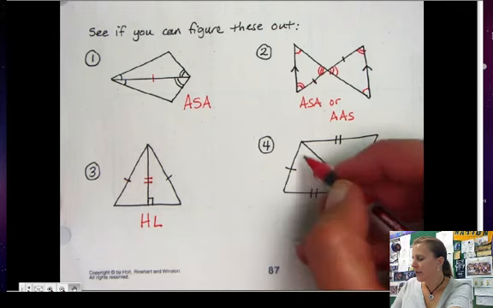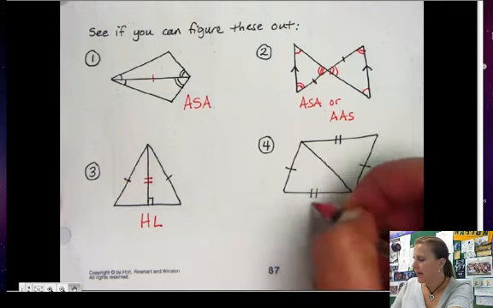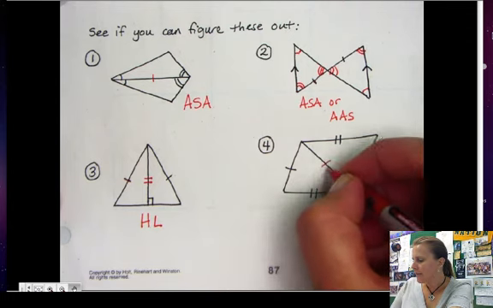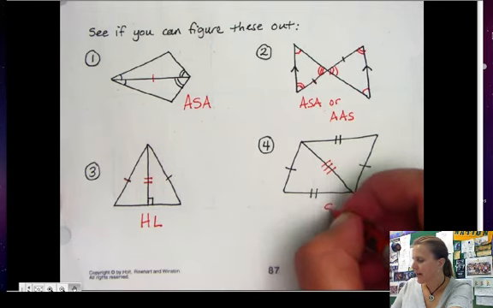Lastly, we have what looks like a parallelogram here with the diagonal put through. Opposite sides are congruent. We have this in the middle. They share, so that would be side, side, side.